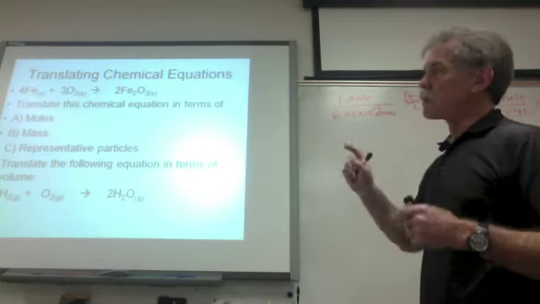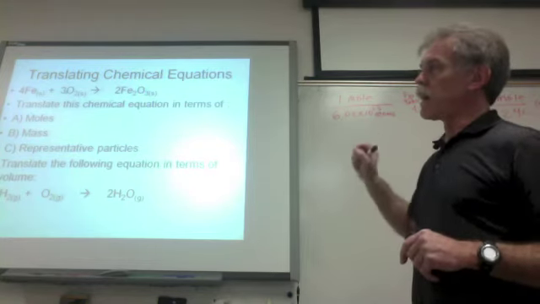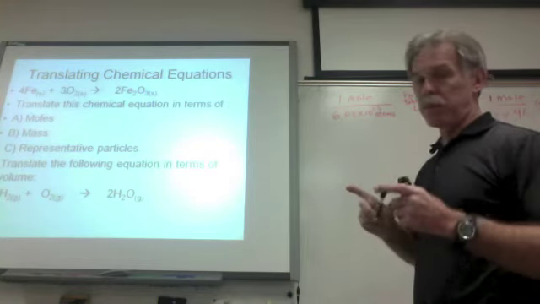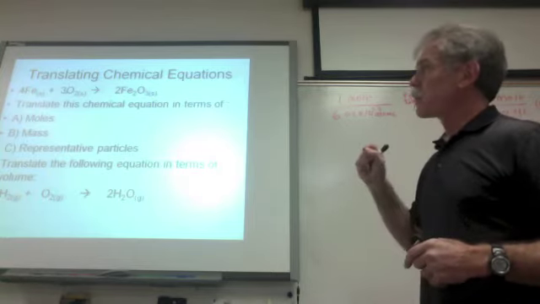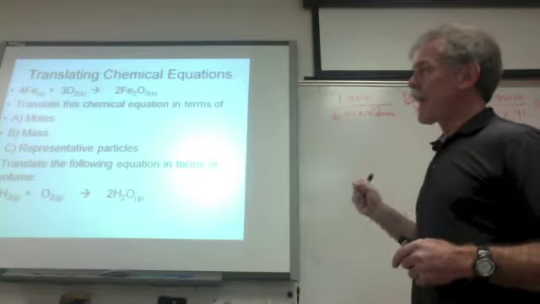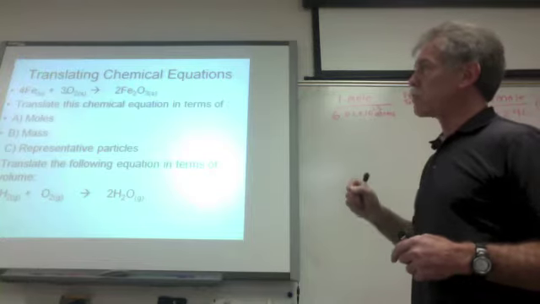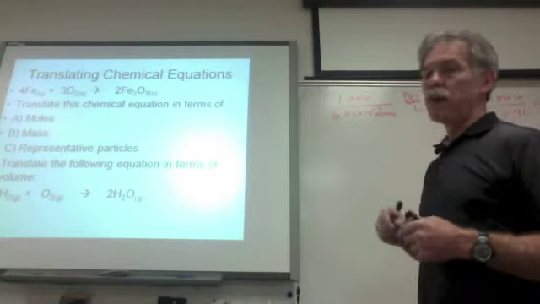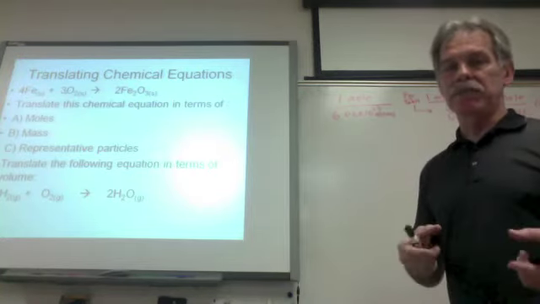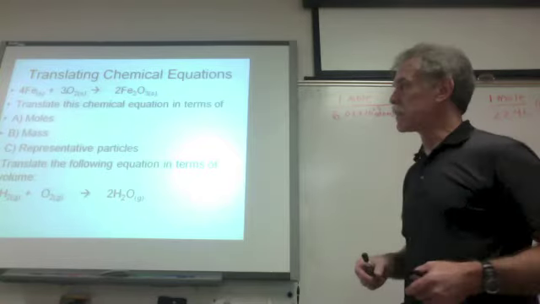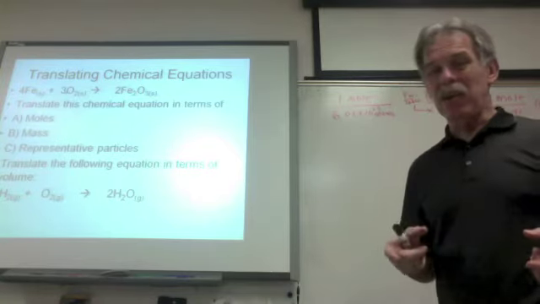So, as far as moles, 4 moles of solid iron react with, the plus you say react with, 3 moles of gaseous oxygen to produce 2 moles of iron 3 oxide solid. There you go. That's the mole translation. As far as mass, how do we do that?